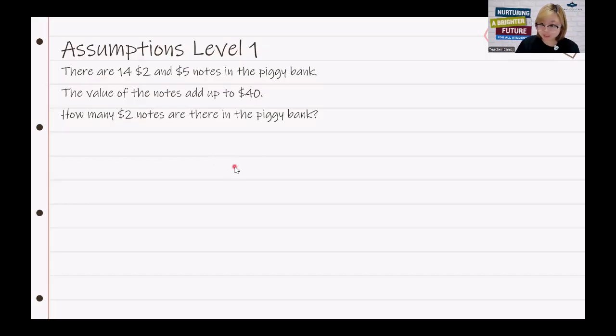Alright, let's try another question. There are 14 $2 and $5 notes in the piggy bank. The value of the notes add up to $40. So this is the value. How many $2 notes are there in the piggy bank?